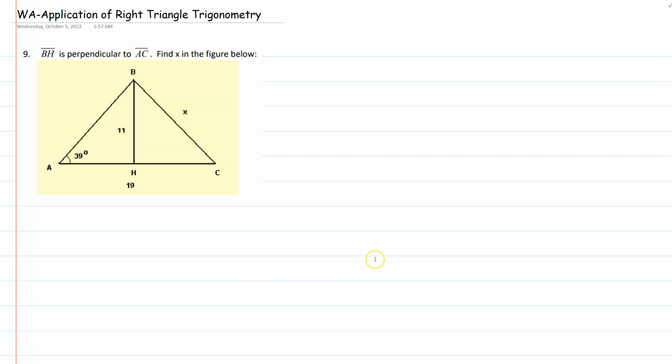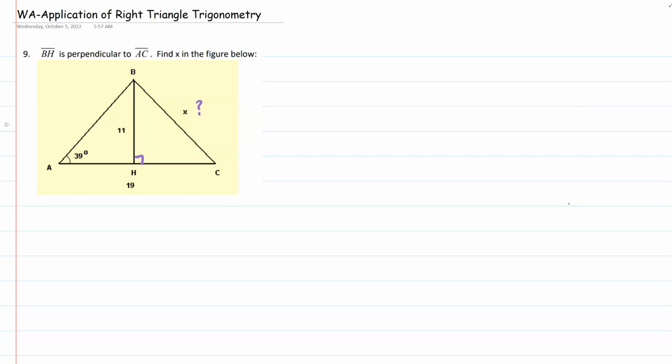All right, class, this is application of right triangles. If you're in my Math 100 class, this is written assignment 8 and problem number 9. It says here that BH is perpendicular to AC, so I see that there is a right angle right there. And the question is asking for X.